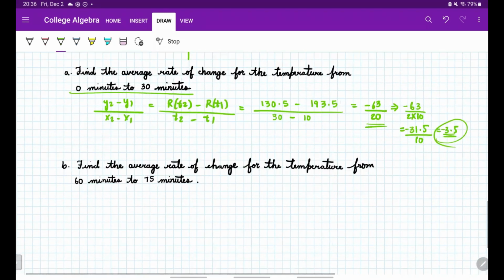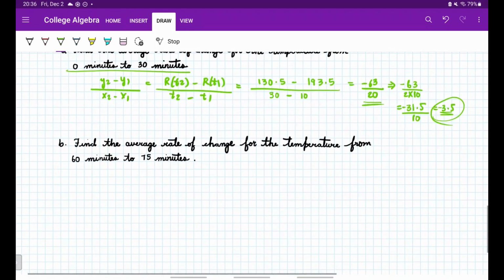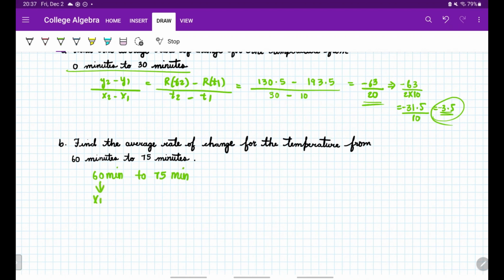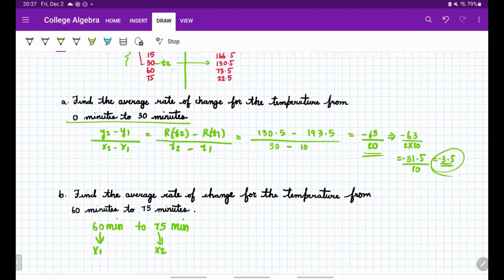Okay, so here we have another part for this question. We have to find the average rate of change for the temperature from 60 minutes to 75 minutes. So 60 minutes is our x1, 75 is x2. Let us get the corresponding y1 and y2. So y1 is 73.5 and y2 is 22.5.